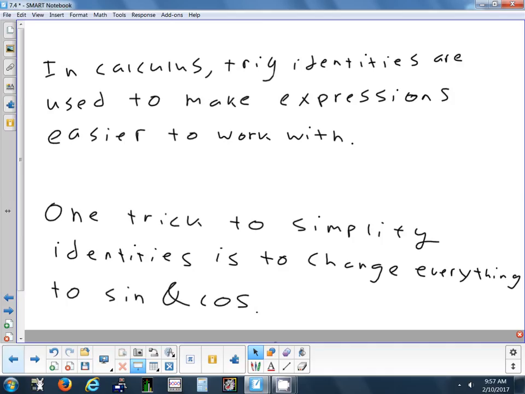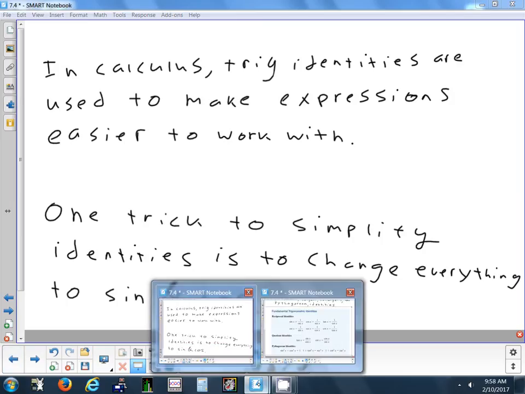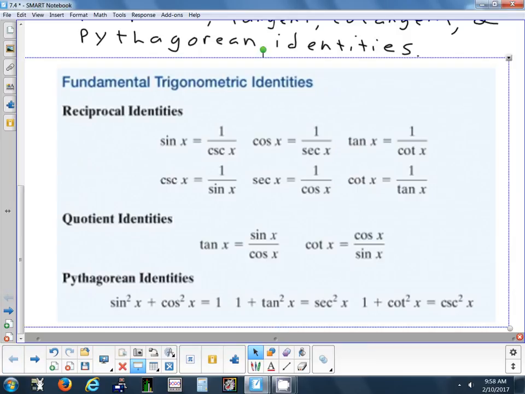One very basic trick that does work a lot of the time is to take everything in the problem and change it to sine and cosine. There is a way to write every single trig function in terms of just sine and cosine. You can write cosecant as 1 over sine, secant as 1 over cosine. Tangent you can write as sine divided by cosine, and cotangent, cosine divided by sine. So there's a way to take all 6 trig functions and write them with just sines and cosines.